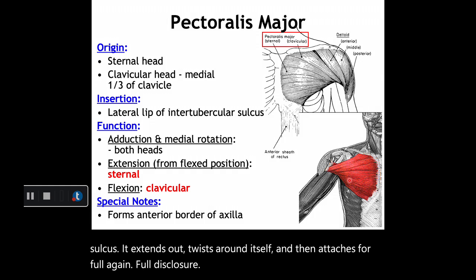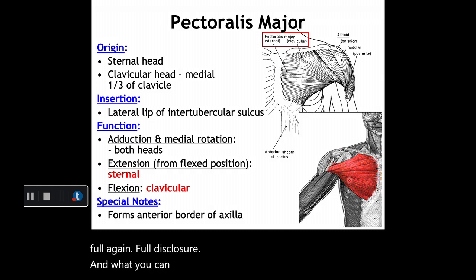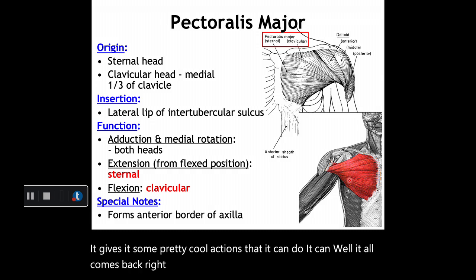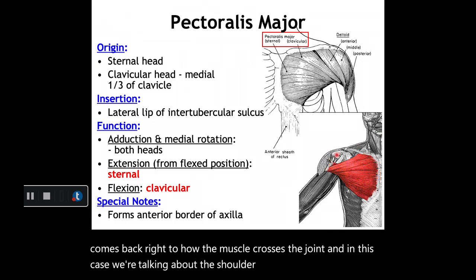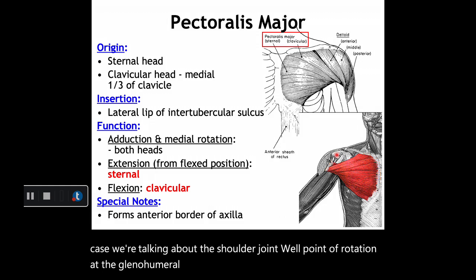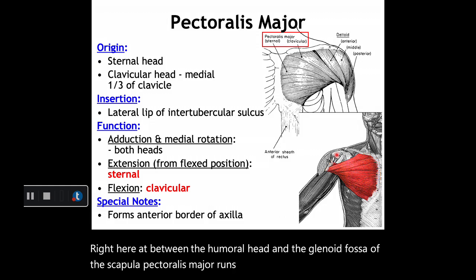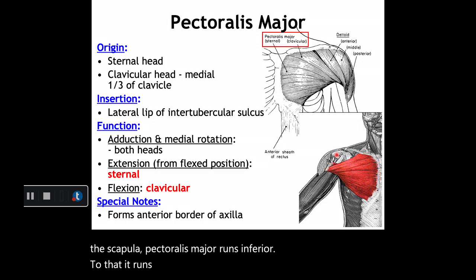And what you can do with this muscle, because it twists around, it gives it some pretty cool actions that it can do. It all comes back, right, to how the muscle crosses the joint. And in this case, we're talking about the shoulder joint. Well, the point of rotation at the glenohumeral joint is right here, between the humeral head and the glenoid fossa of the scapula. Pectoralis major runs inferior to that. It runs below that point of rotation.